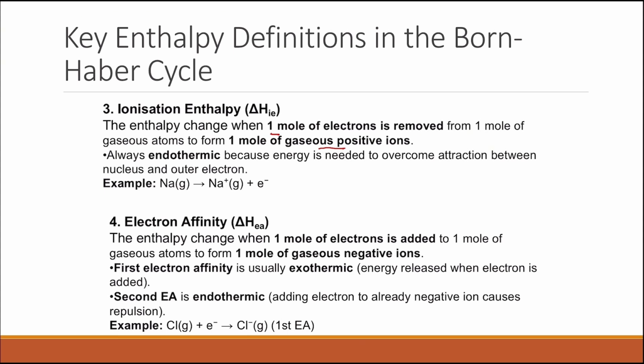And then we have the electron affinity. Electron affinity is like the ionization enthalpy, but it's for gaining electrons to form gaseous -1 ions. So this is the enthalpy change when one mole of electrons is added, this time not removed, to one mole of gaseous atoms to form one mole of gaseous negative ions. Remember that the first electron affinity is usually exothermic because energy is released when an electron is added. And then the second electron affinity, when you add a second electron, will be endothermic. This is because you are adding an electron to an already negative ion, so we would need more energy to add the electron.